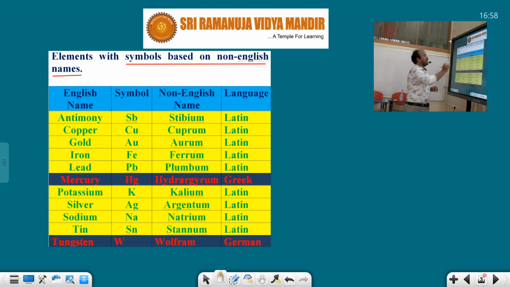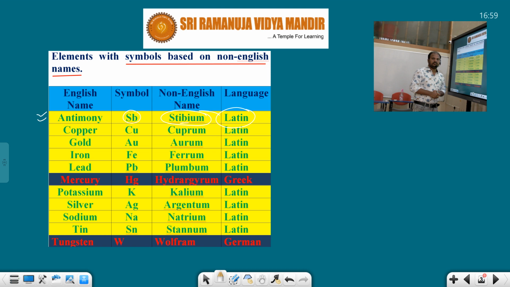Here English names will be given: elements with symbols based on non-English names. I had already given these examples. Antimony, symbol Sb. First letter is a capital letter, second letter is a small letter. But this Sb is derived from which word? The Latin word stibium. In stibium, the first letter is S, and the second letter taken is the prominent letter B in the middle. So the antimony symbol is Sb. It is also called stibium. Why stibium? It is derived from the Latin word.